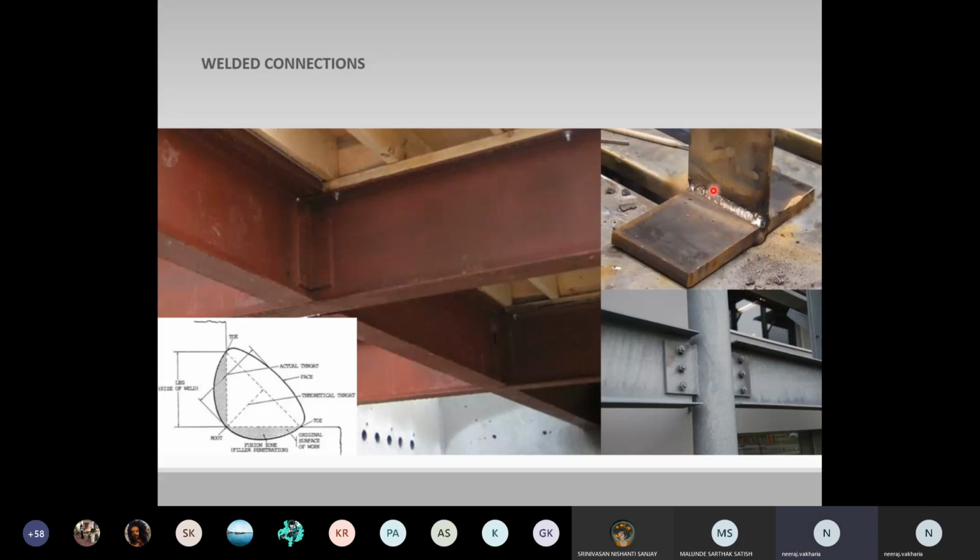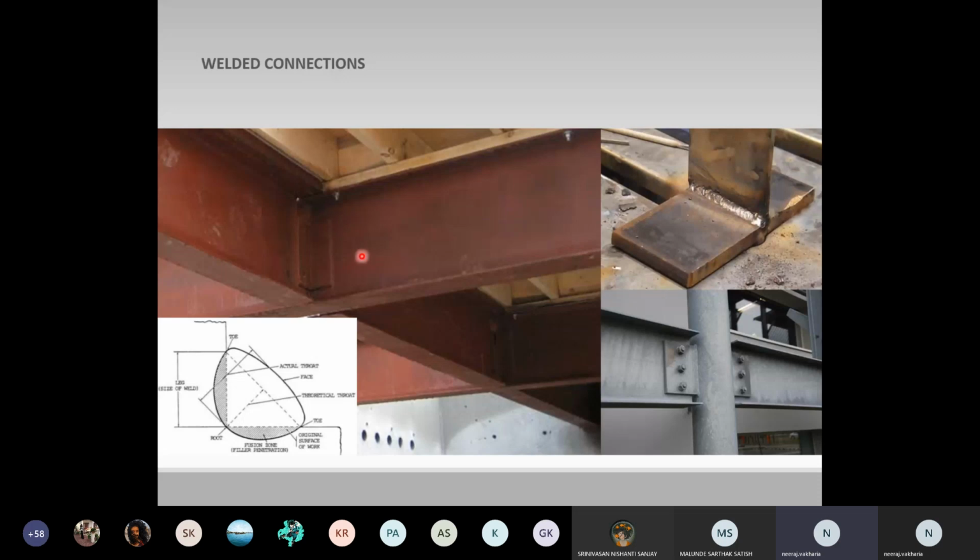So structural welding is the process by which the metal parts that are to be connected are heated and fused. Advantages of these connections is that it offers air and watertight joints, and it creates a very rigid joint. Comparatively, these are lighter than rivet and bolted joints.